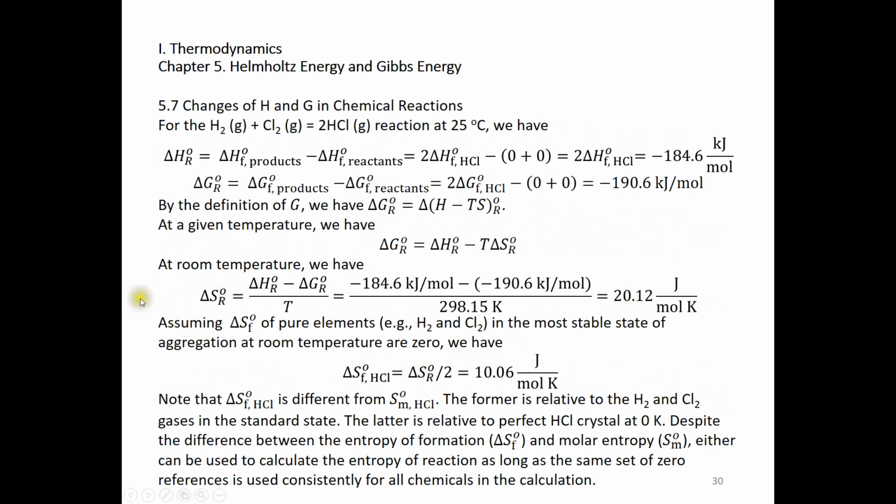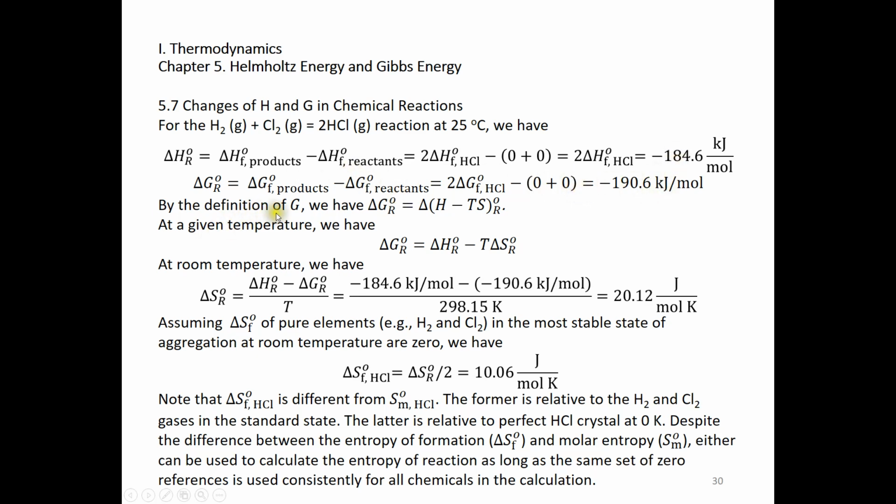Again, the same reaction over here from H2 and CO2 to HCl. We have the standard enthalpy of reaction. We have the standard Gibbs energy of reaction. Again, it's just products minus reactants. You do need to look up the value of the standard enthalpy of formation of HCl and standard Gibbs energy of formation of HCl. These two are just zeros, these two are just zeros, and then we got those numbers.